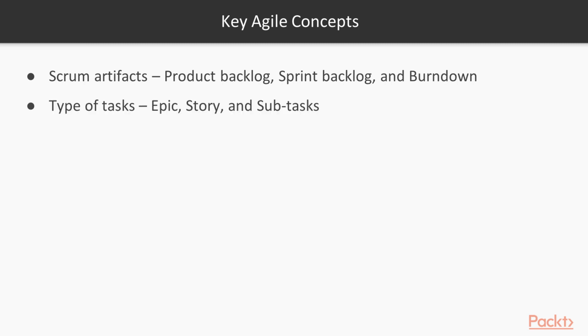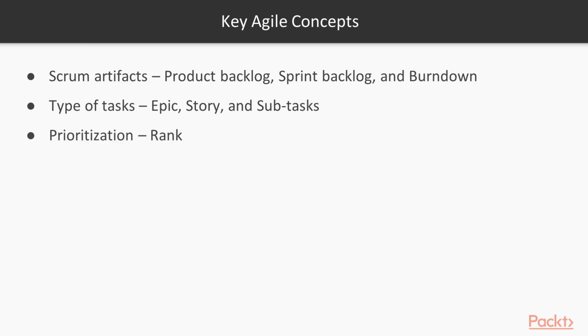Types of tasks. We have different types of activities that can be tracked in Scrum. You have the epic, which is your high level requirement. Then you have the stories, which are the actual tasks that you need to perform. And usually these stories are linked or part of a specific epic. And finally, you have various subtasks, which are nothing but a breakup of your different stories.